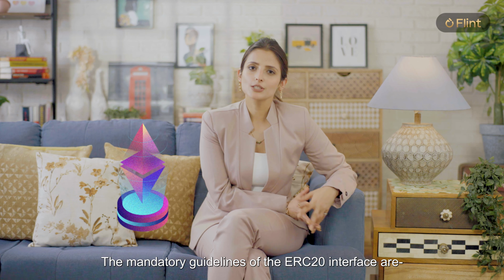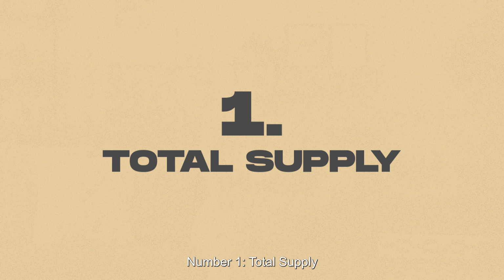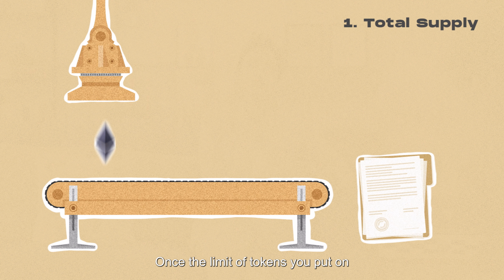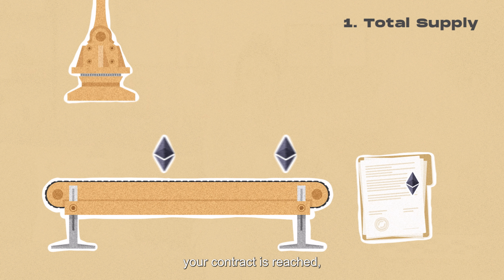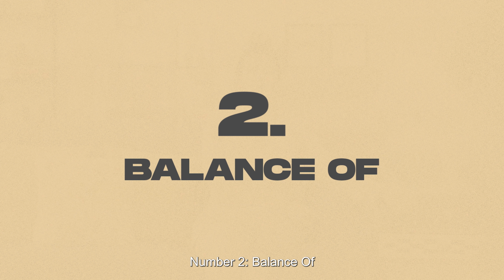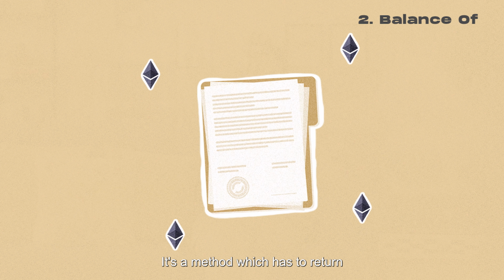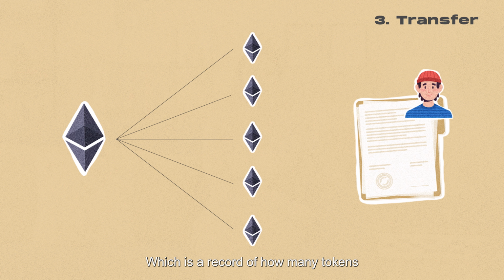The mandatory guidelines of the ERC20 interface are: number 1, total supply. Once the limit of tokens you put on your contract is reached, the contract will stop creating any more tokens. Number 2, balanceOf. It's a method which has to return how many tokens a given address has. Number 3, transfer, which is a record of how many tokens are given to the user from the supply.